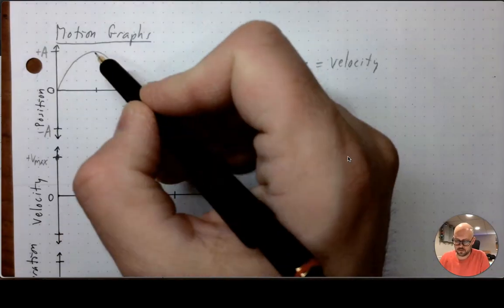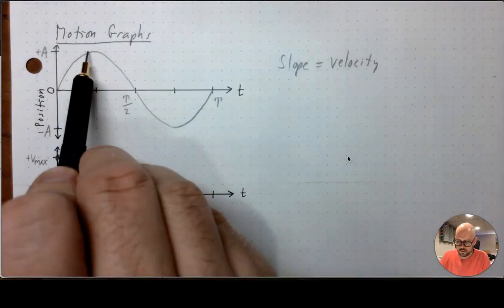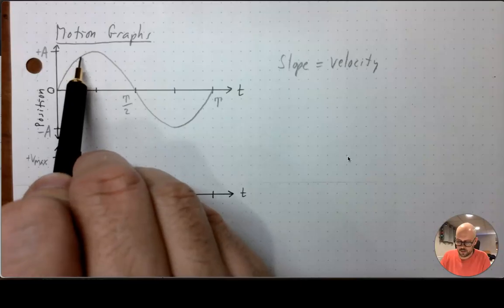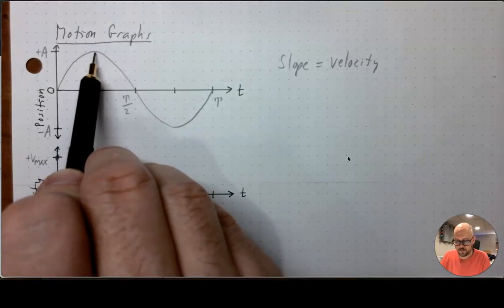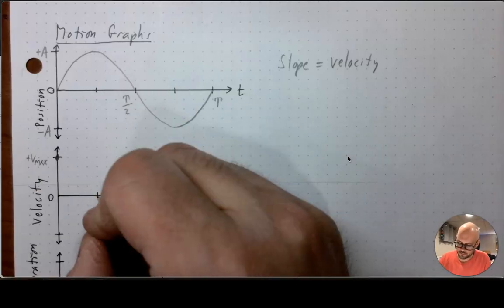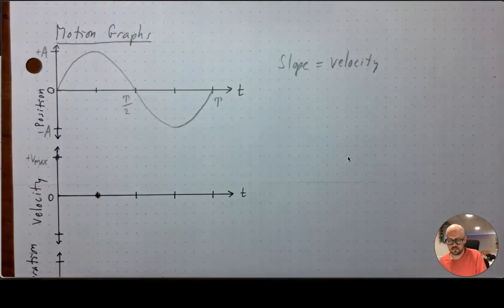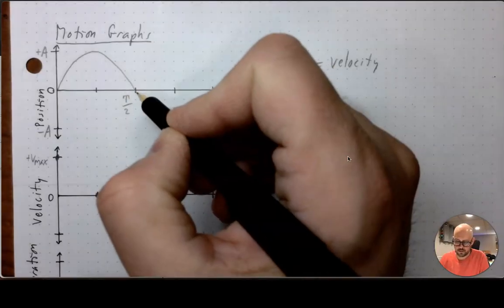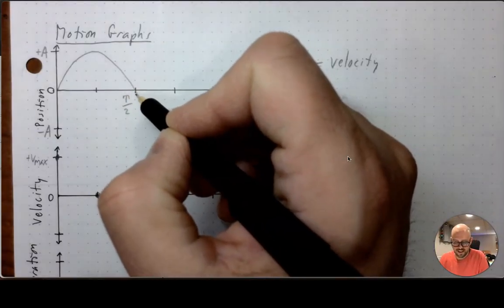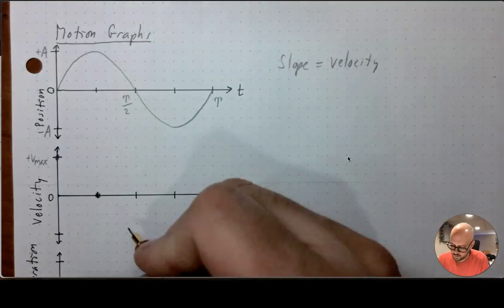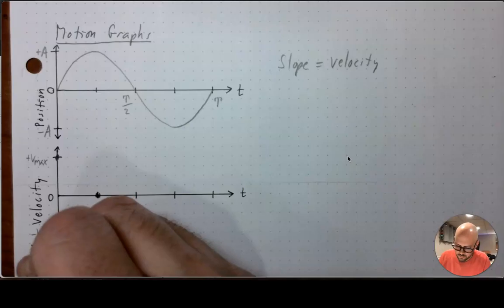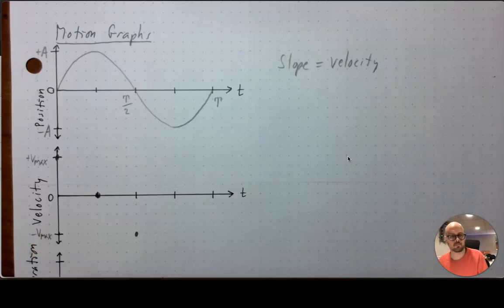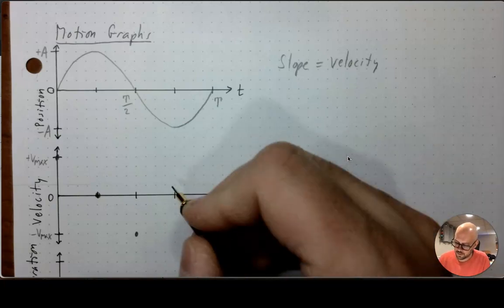If I fast forward to the first hash mark, this line comes up, reaches its peak, and starts to come back down. At that highest point, the slope is 0, and so the velocity is going to be 0. If I go to period over 2, that's the most negative slope that I see in this entire graph, and so I'm going to be way down here. This is the negative of the maximum speed that the object has. So the 2 extremes are now maximum and minimum velocities.